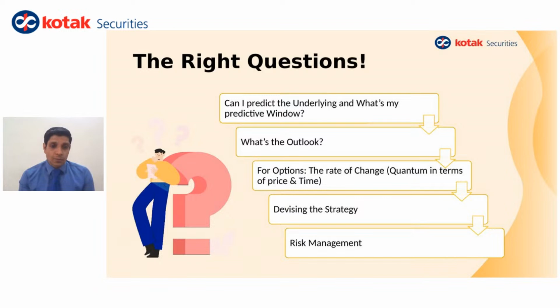What is the outlook of the market? Whether there's an event or not, everyone always has a view of the market, and based on that, you are going to take a position, right? In options, one of the most important things is the price of the option and the time, because these are variables which are interconnected. So you might get the direction right, but if you are wrong in the timing, you will still lose money in the option segment.